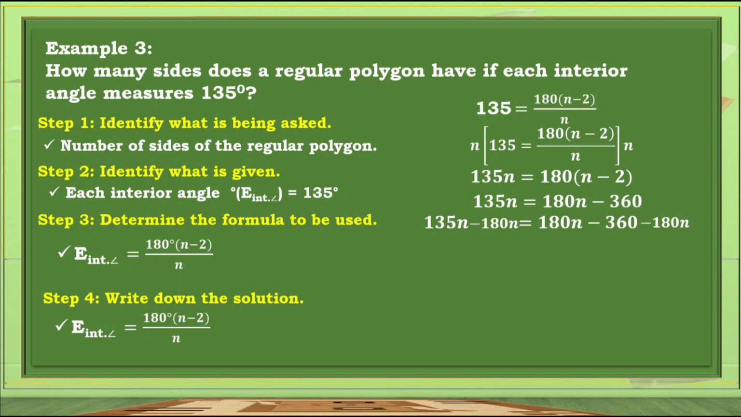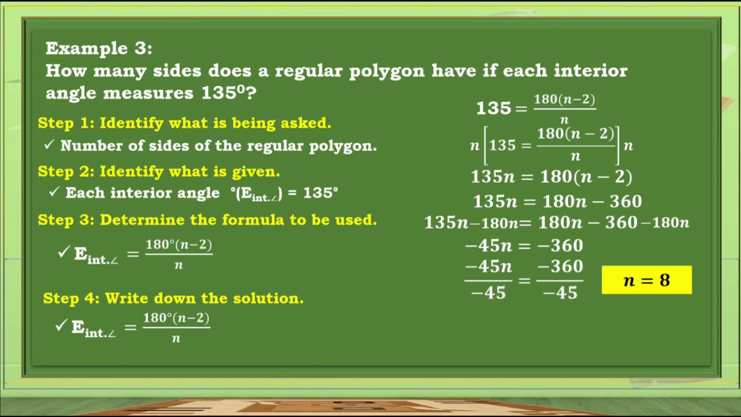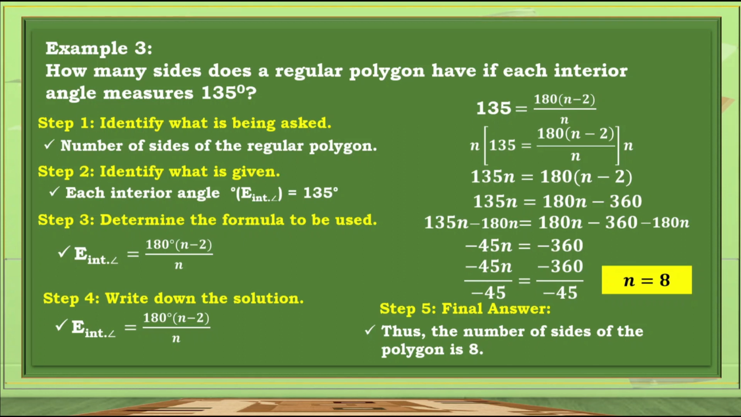Then simplify. So we have negative 45n equals negative 360. After that, divide both sides of the equation by negative 45. So the value of n is 8. The final answer: the number of sides of the polygon is 8.